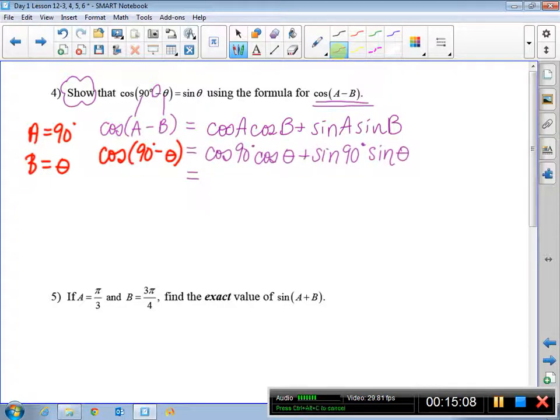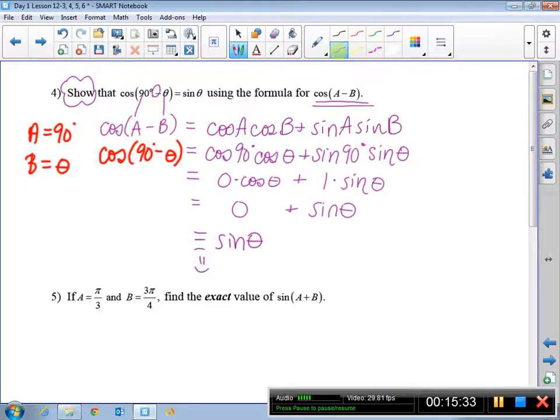And then we evaluate the two that were given. Cosine of 90 is 0. So 0 times the cosine of theta, well, we know that's going to be 0. The sine of 90 is 1, and 1 times the sine of theta is the sine of theta. So we end up with the sine of theta, which is exactly what they asked us to show it equals: sine of theta.